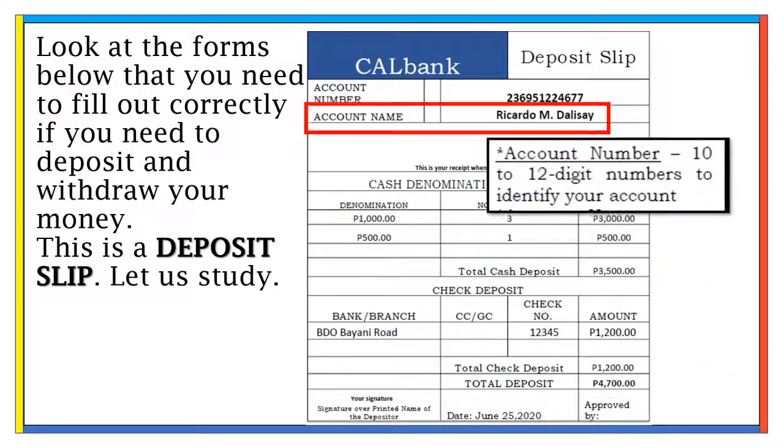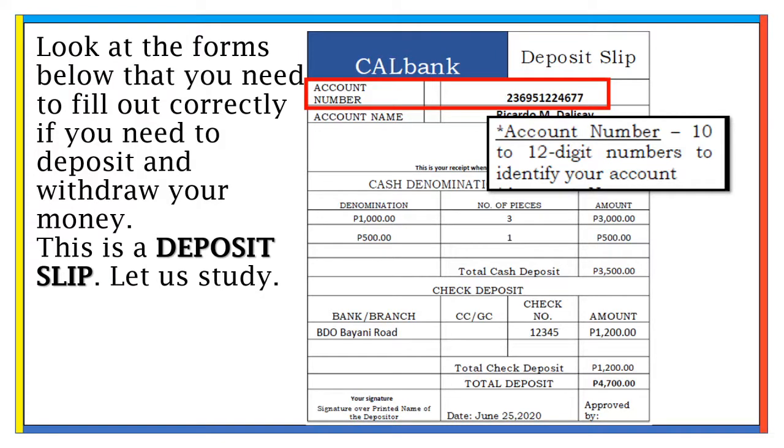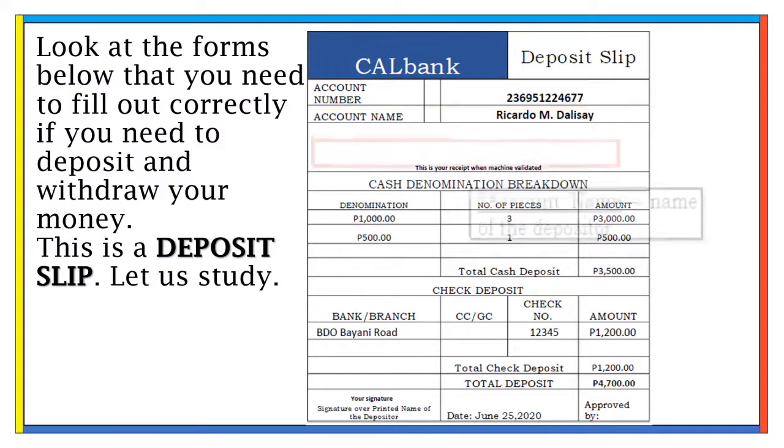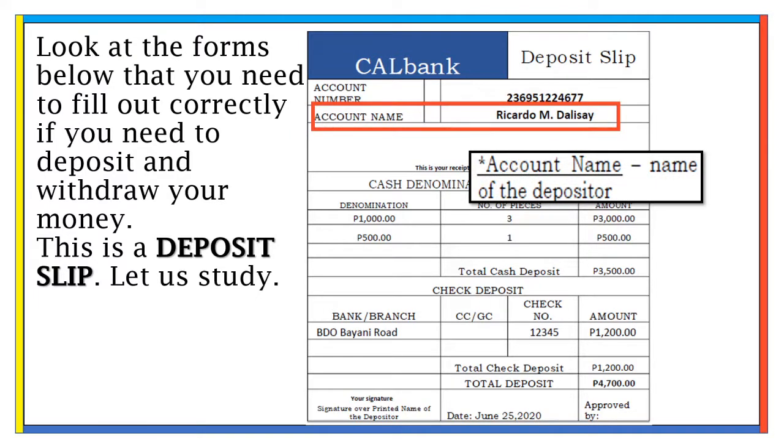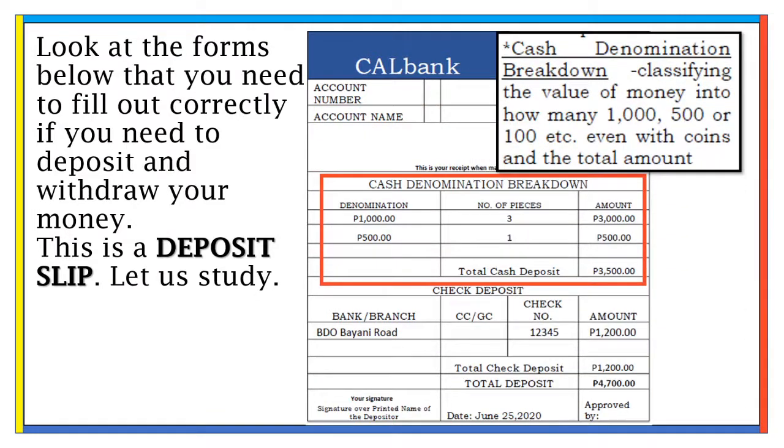Let us study. The first is the account number, a 10 to 12 digit number to identify your account. That account number will be given by the bank. Next is your account name, or the name of the depositor. Next is the cash denominations breakdown, classifying the value of money into how many 1,000, 500, or 100 bills, etc., even coins, and the total amount.